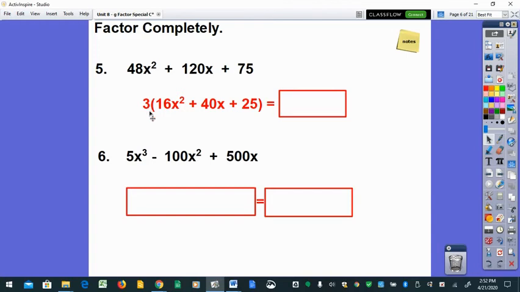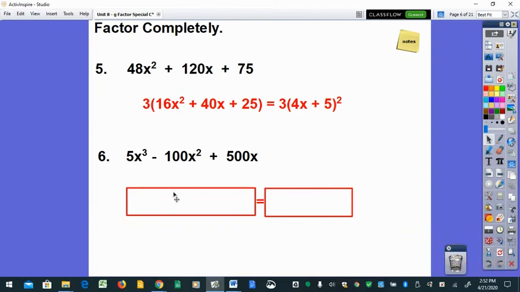When you pull the 3 out, you're going to have a 16x squared left, plus a 40x, plus a 25. And now look, see the perfect square out front? See the perfect square on the back? This is 4x times itself. This is 5 times itself. 4x times 5 is 20x, and it's doubled. So this is going to be the identical twins with a 4x plus a 5. Don't forget the 3 comes along for the ride.